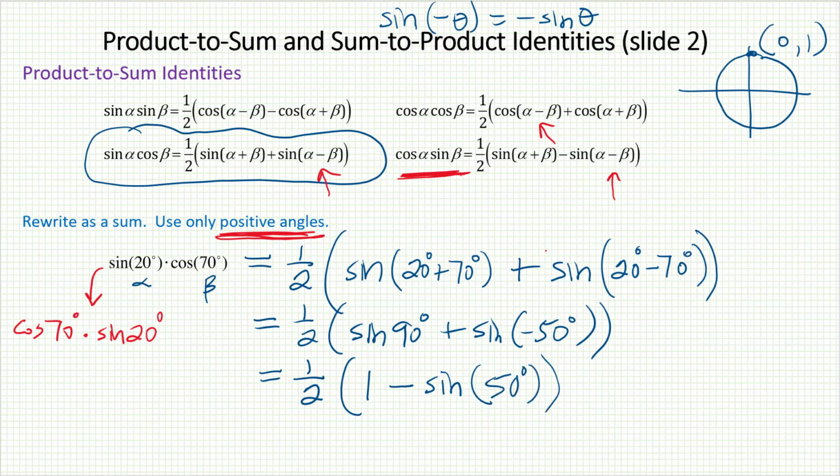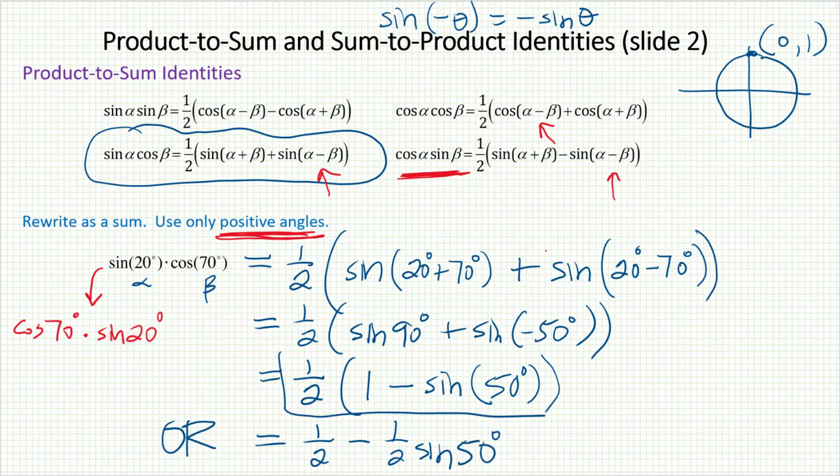And that's really as much as I can do. I don't have any way to work out sine 50 degrees by hand. I have accomplished the directions. I've taken the original product and written it now as a sum or difference. I could, if I wanted to, distribute that 1/2 to each piece for a final answer of 1/2 minus 1/2 sine 50 degrees. And that would certainly be fine. I would say either of these two answers would be perfectly acceptable.